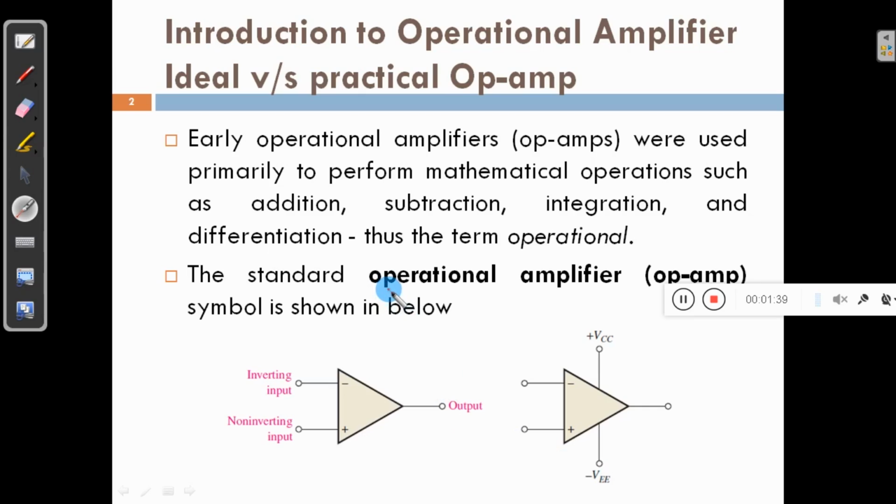Now why is it called an operational amplifier? The name operational amplifier is used because it can be used for a wide variety of applications. It can perform mathematical operations such as addition, subtraction, integration and differentiation, and other than that it can be used in signal conditioning such as active filters, etc. Thus the term operational amplifier is used, and in short we call this an op amp.